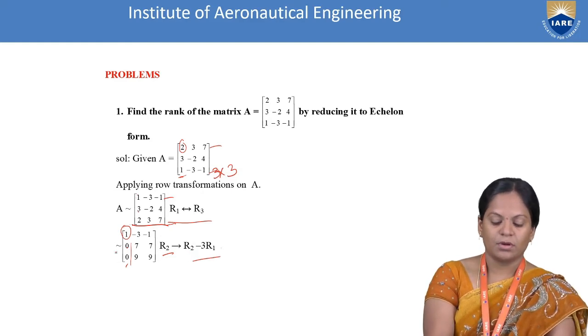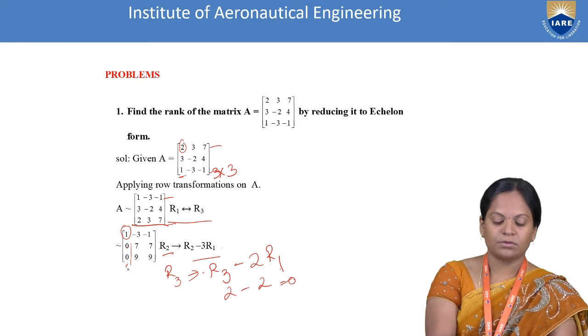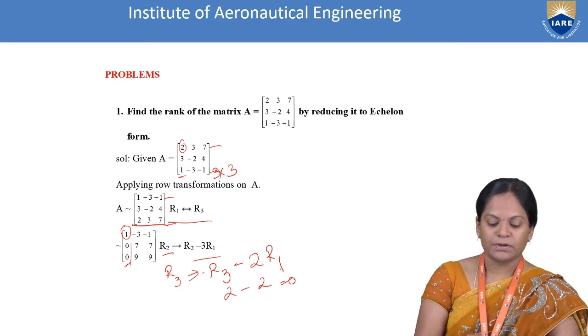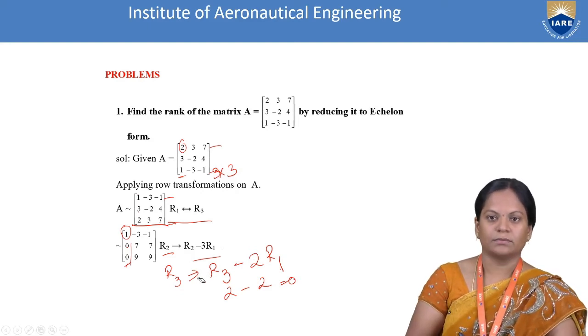Similarly, the third row. How does R3 change? R3 changes to R3 minus 2 into R1. 2 ones are 2, in R3 again we have 2. 2 minus 2 will get 0. So the third row first element will get 0, by taking the transformation R3 minus 2R1.